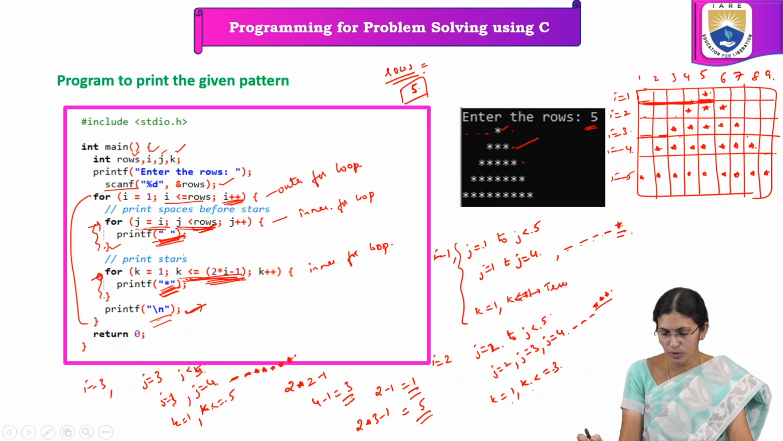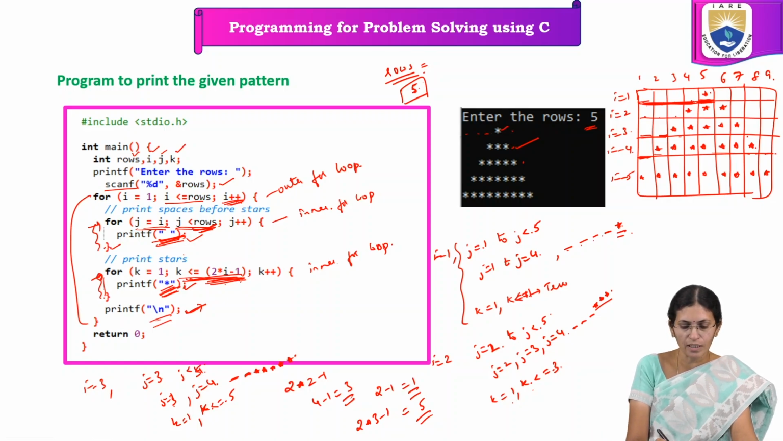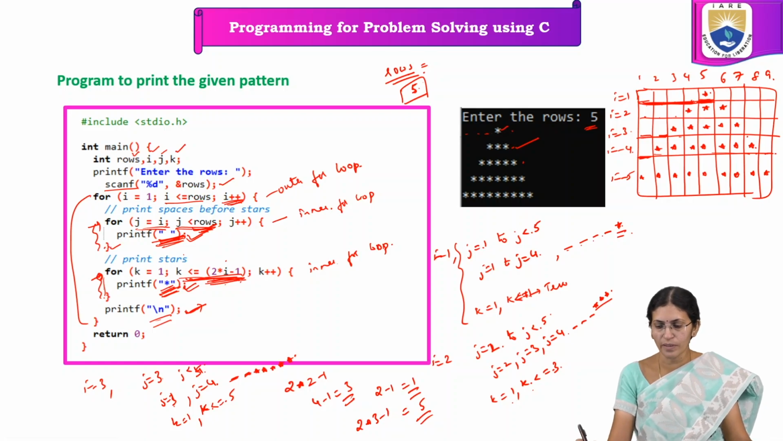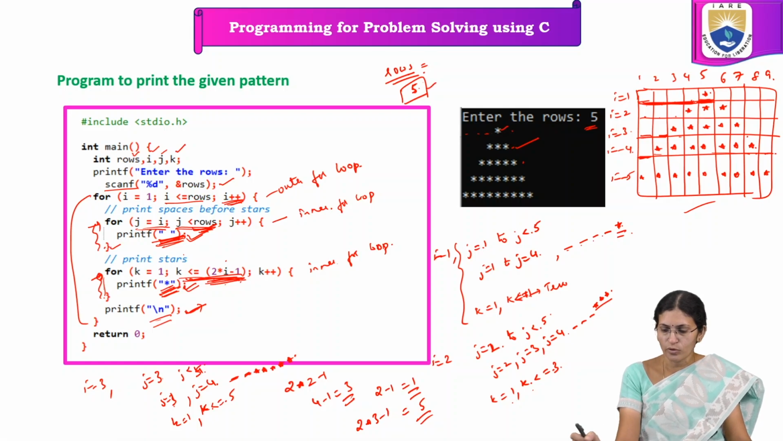So after that, when i is equal to 4, this loop will repeat one time. So one space will be printed, and the star pattern will be printed 7 times. You can see here, 2 into 4, 8 minus 1, 7. So 7 times the star will be printed. Next, when i is equal to 5, this condition becomes false. So no space is printed here, and this loop will repeat 9 times because 2 into 5, 10, 10 minus 1 is 9. So in this way you will get this pattern. So when you enter the number of rows as 5, you will get this pattern.